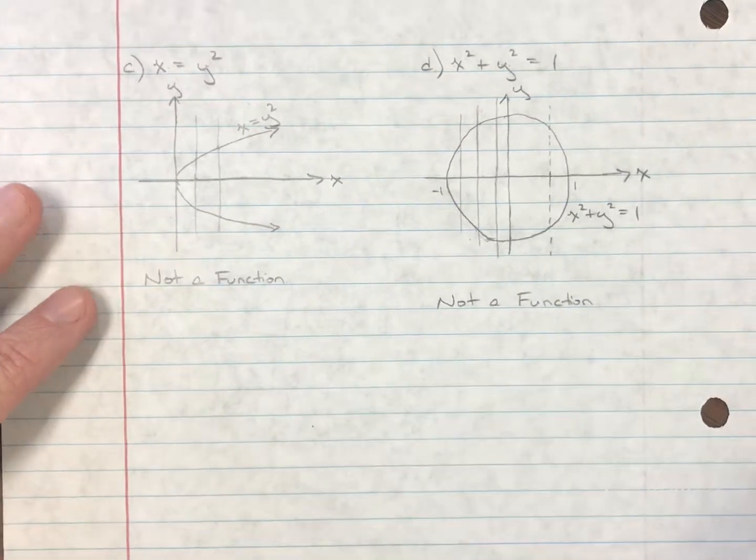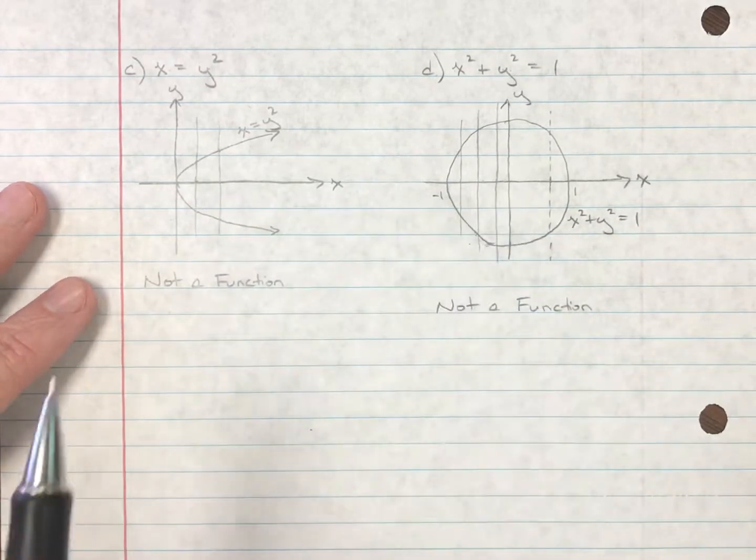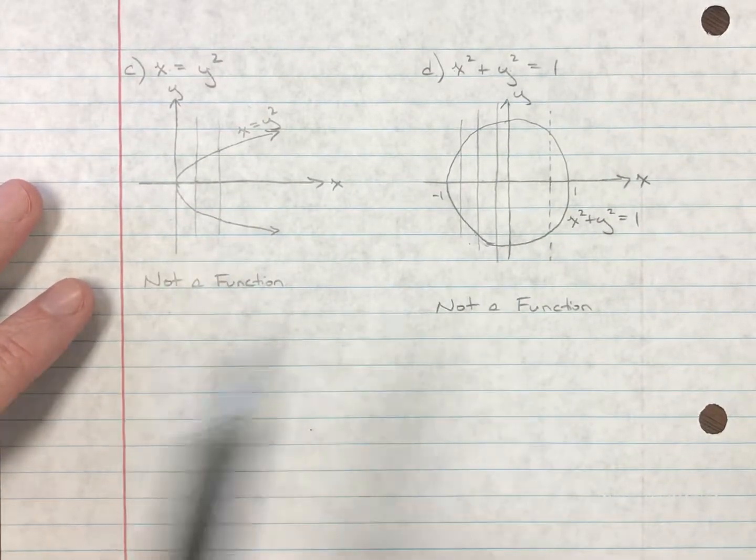Okay, so the key, again, the definition of a function: every x value can only have one y value, and the vertical line test can prove that to you.